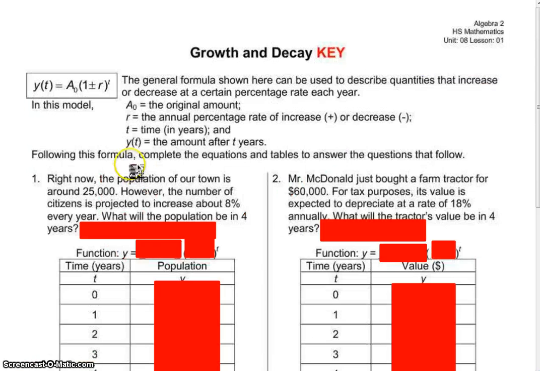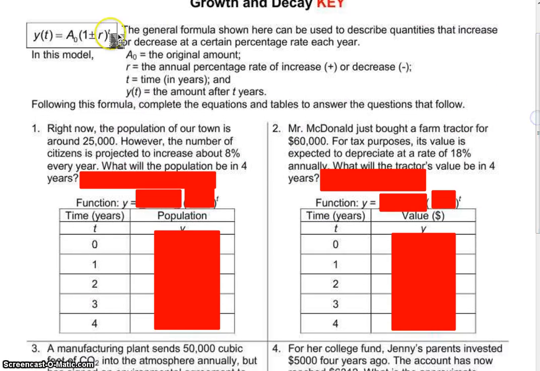Next page. This is looking at growth and decay. The general formula is written over here in the top left. A is your original amount. R is the percentage. You use plus if it's going up, minus if it's going down. T is your time. And then y of t is the amount after t years.